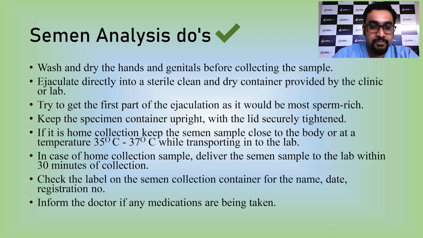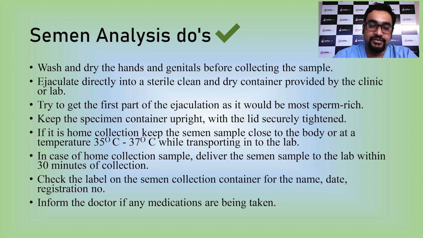Now, if you are going for a home collection, then you will have to keep the semen sample close to the body, at a temperature around 35 to 37 degrees centigrade, and then transport it to our lab. To gather the 35 to 37 degrees centigrade temperature, you will have to put the sample after collecting into your pocket or else in your shirt so that it remains at body temperature. And if it remains at body temperature, it will maintain an optimum temperature of 35 to 37 degrees centigrade. In case of a home collection sample, you should deliver the sample within 30 minutes.